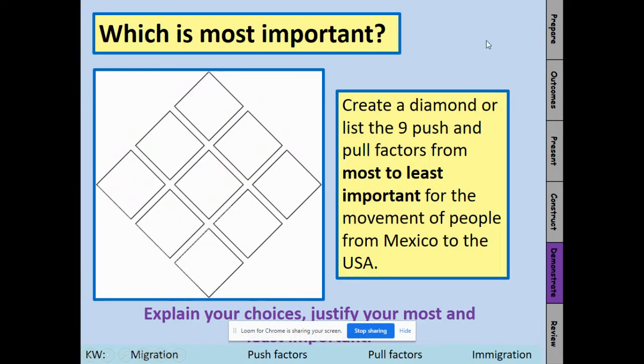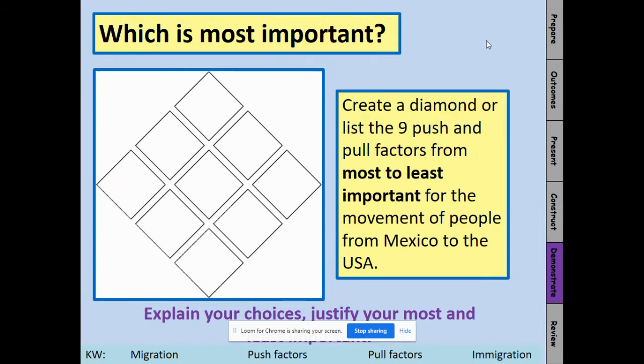After that, and this is where you'll really be pushing towards higher levels, is to rank them in order of importance. Start to evaluate, assess, and examine these in detail. Which push and pull factors are the most important? Which do you think is the main reason why people move to America from Mexico?